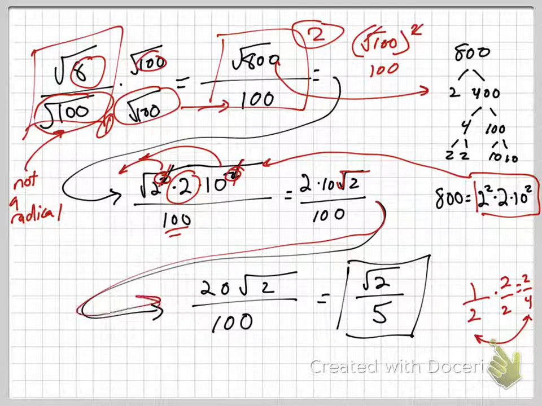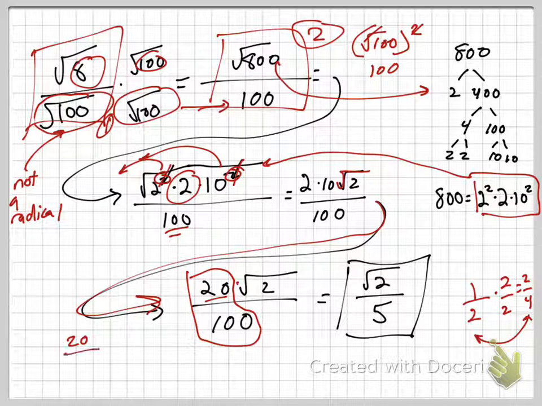Now I'm going to rewrite that. 2 times 10 is 20. And the last step is, if you have a fraction here, because this is multiplication, if you have a fraction that can be reduced, go ahead and reduce it. 20 over 100, if I divide by 20, divide by 20, I get 1/5, right? So my 1 is hiding there, and my 5 is on the bottom.